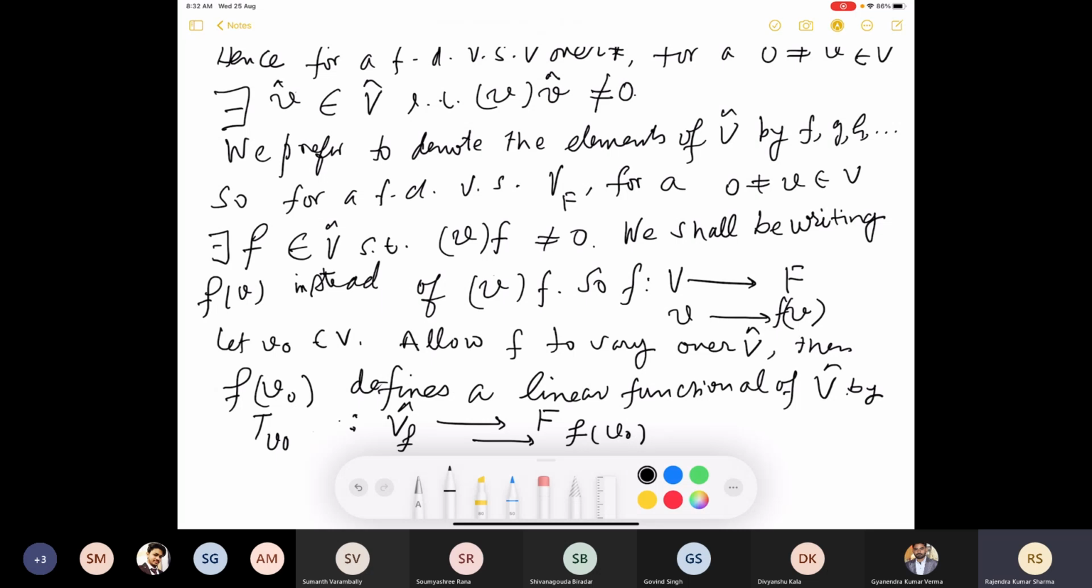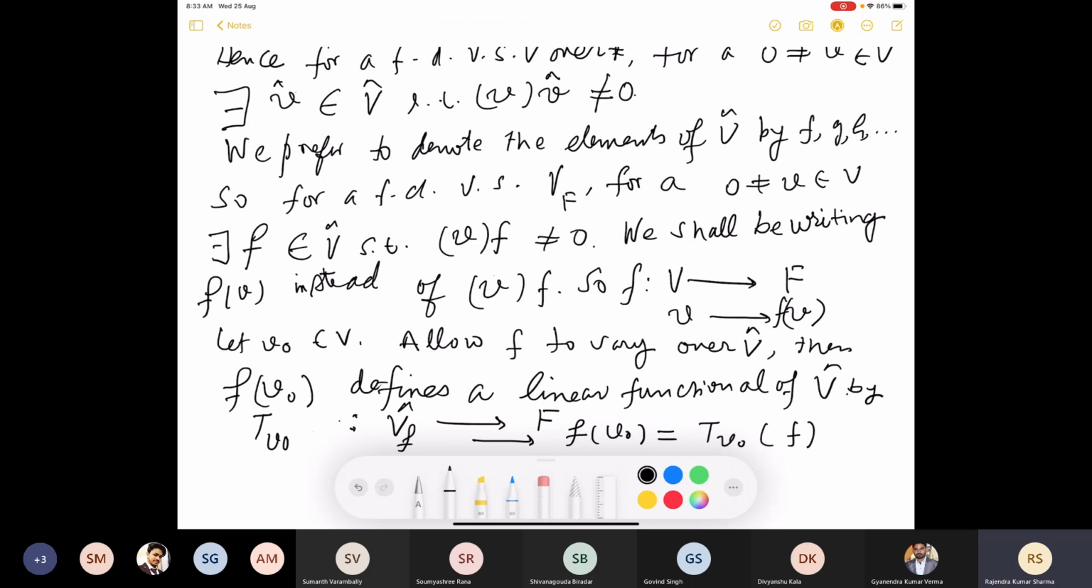So T_v0 is a map we are defining that takes every f in V hat. The image here, this is T_v0 of f. So what is the image? The image is f(v0). And this is a scalar because f is a linear function. So this T_v0 is a map which takes every linear functional f to f(v0). So g goes to g(v0), h will go to h(v0), and so on and so forth. So T_v0 is a map from V hat to F.